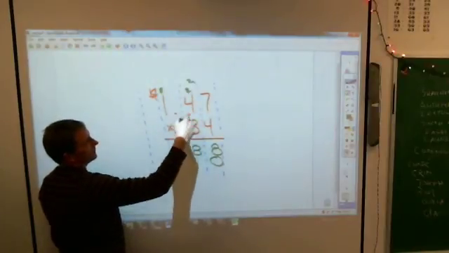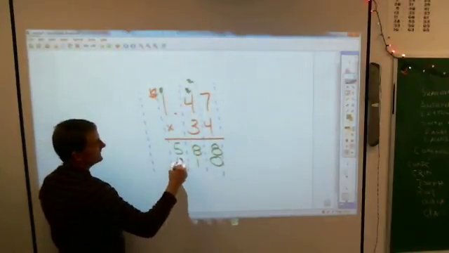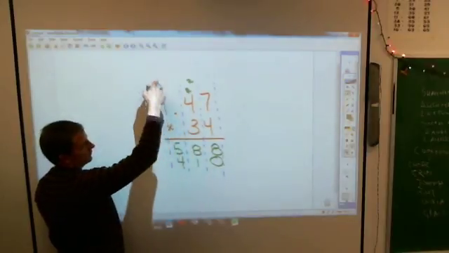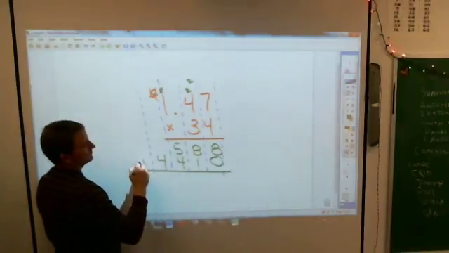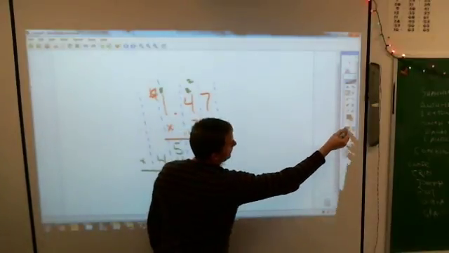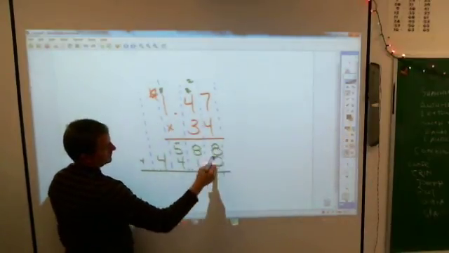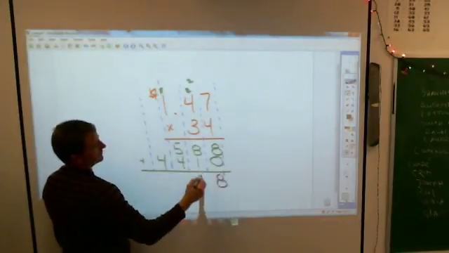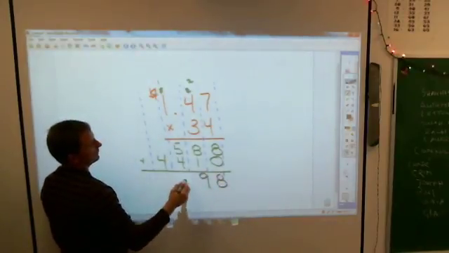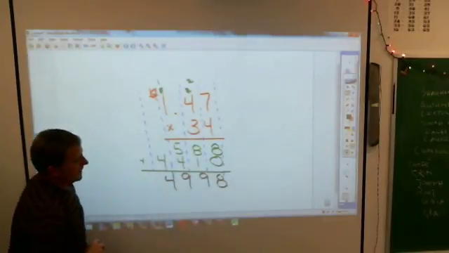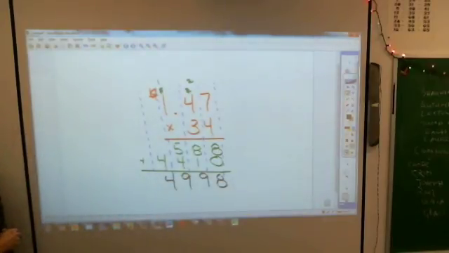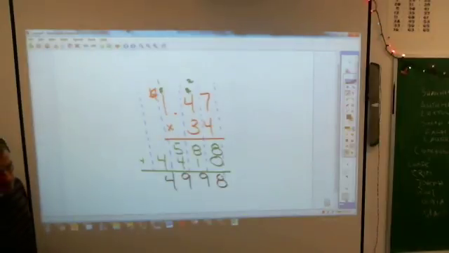Carry the 2. 3 times 4 is 12. Plus 2 is 14. Carry the 1. 3 times 1 is 3. Plus 1 is 4. Add them all together. Change colors. 8 plus 0 is 8. 1 plus 8 is 9. 5 plus 4 is 9. 4,998 would be the wrong answer because we need to write it in dollars and cents.